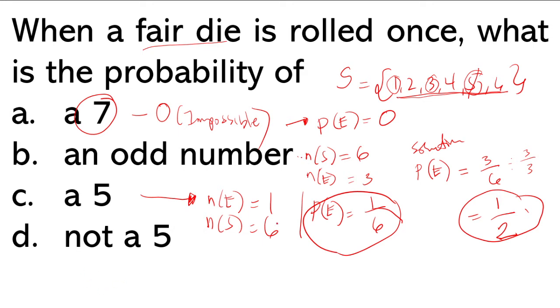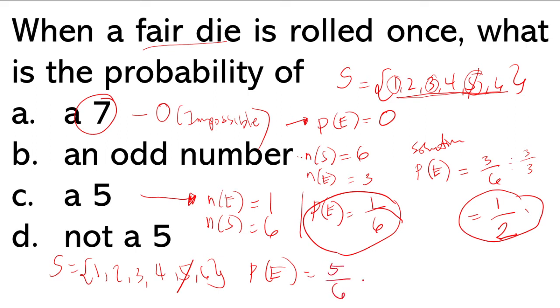Okay? Now next, not a 5 naman tayo. Hindi daw 5. So kung hindi yan 5, ibig sabihin, hindi 5. So ito lang yung pwede: 1, 2, 3, 4, 5, 6. Kaso, hindi daw 5. So, tanggalin mo yan. So, ilan yon? 1, 2, 3, 4. Ang probability of not a 5 ay 1, 2, 3, 4, 6, so 5. Ilan ang total mo? 6. So, 5 over 6 ang chances mo na hindi makakakuha ng 5. Okay? So, that's it. That's how you deal with simple events.